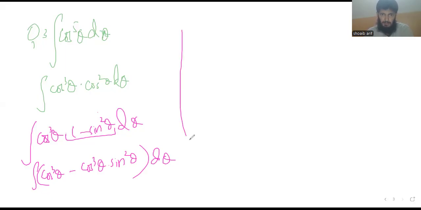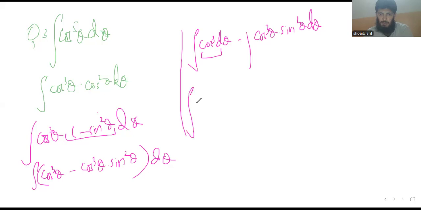So what will we use? Again, cos cube theta d theta minus cos cube theta into sine square theta d theta. Okay. So again we will break this power. Cos cube theta is equal to cos theta into cos square theta, minus, we break cos cube theta into cos theta into cos square theta into sine square theta.